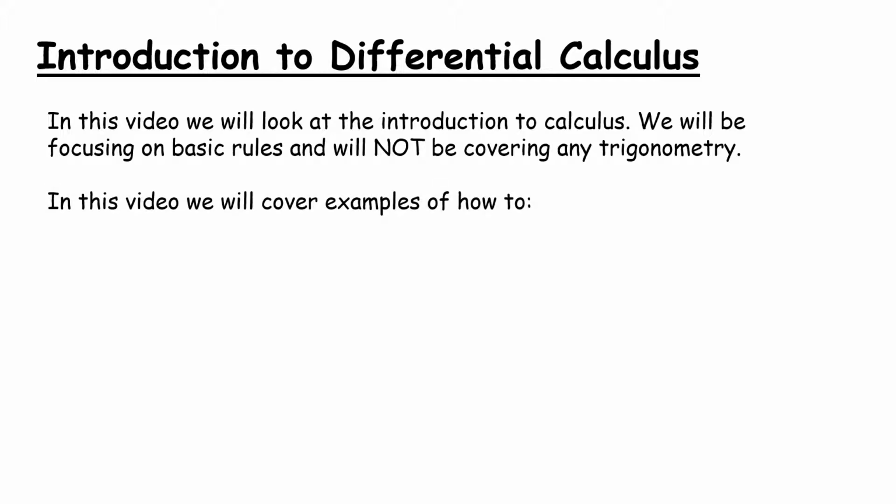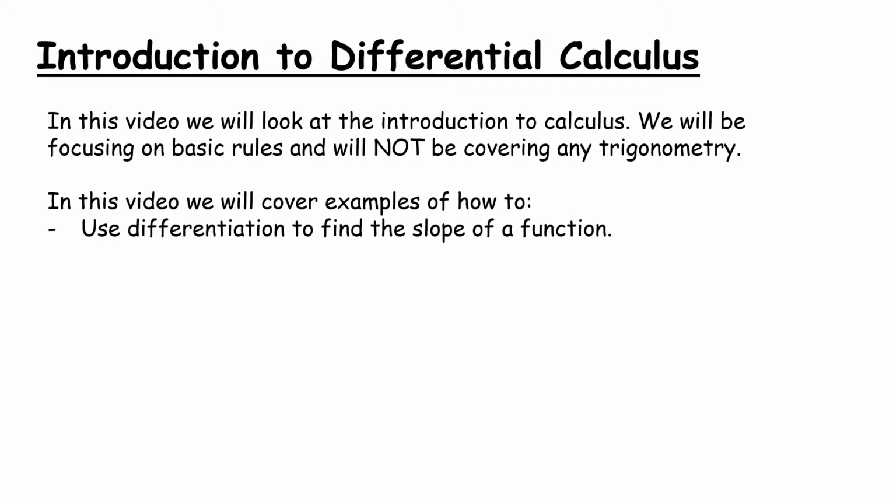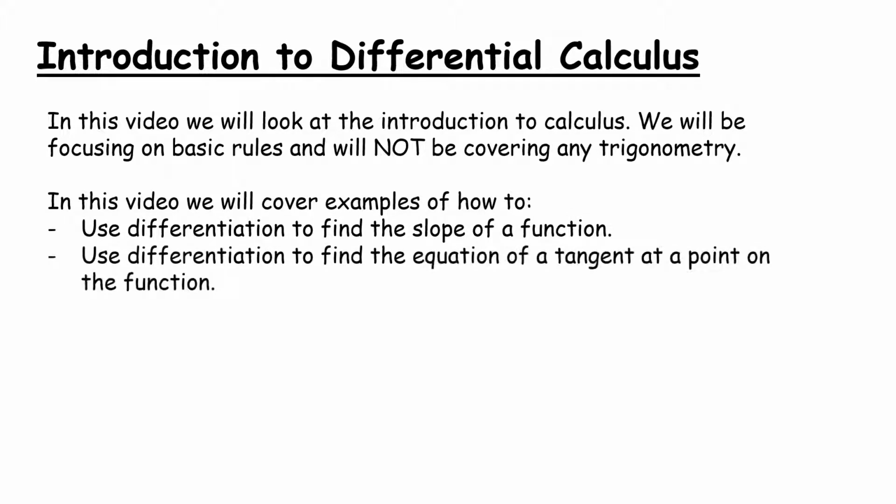So in the video we're going to cover examples of how to use differentiation to find the slope of a function, to use differentiation to find the equation of a tangent at a point on the function, and to find a point on the function given a slope. We're going to work with all of these just with our basic polynomials, so x to the power. We're going to use the product rule and then the quotient rule.